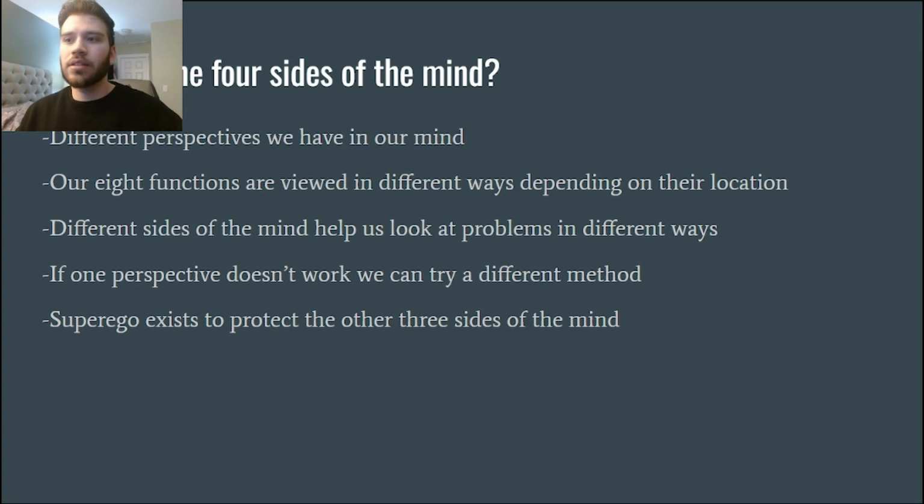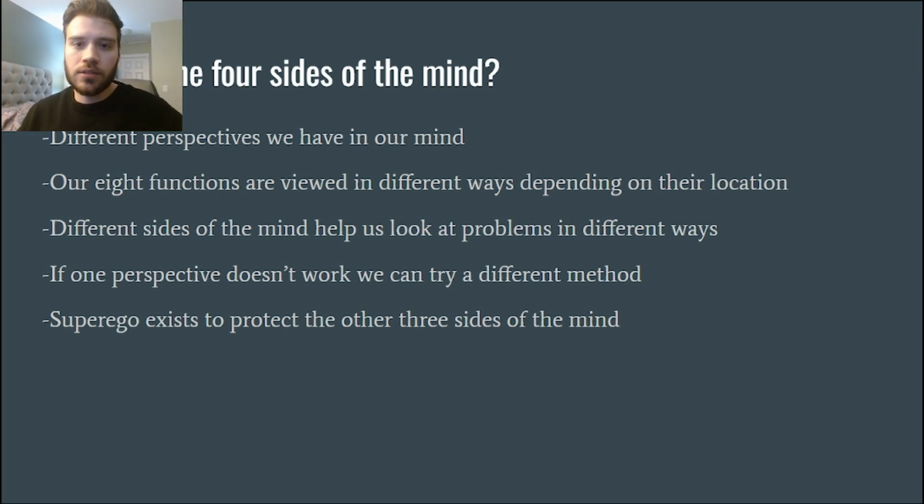So the different sides of the mind just help us look at problems in different ways. Let's say your ego sees a problem one certain way, your subconscious may look at it from a different perspective, your shadow another one, and your superego a complete opposite perspective. So the different sides of the mind really just help us look at things differently. They help us see things from opposing viewpoints, and they help us address the world in different ways.